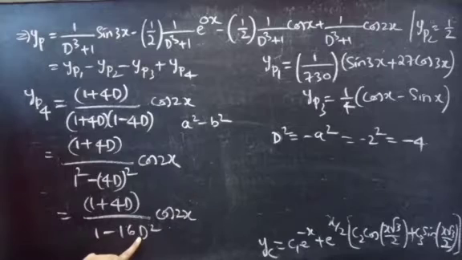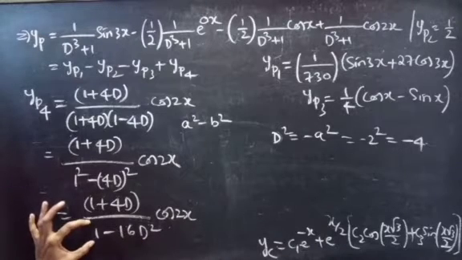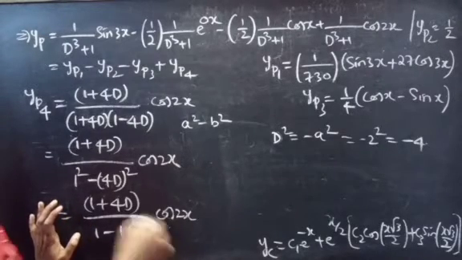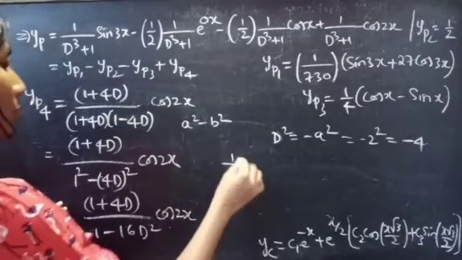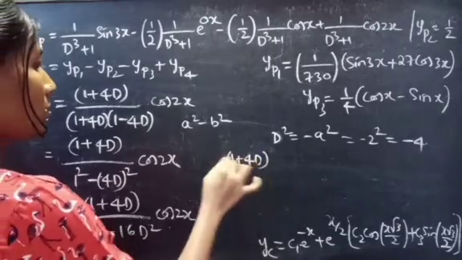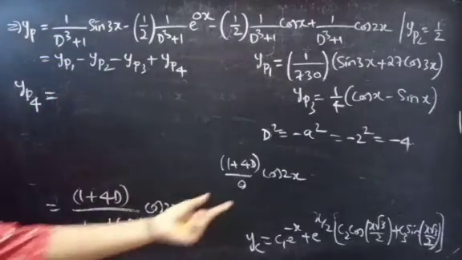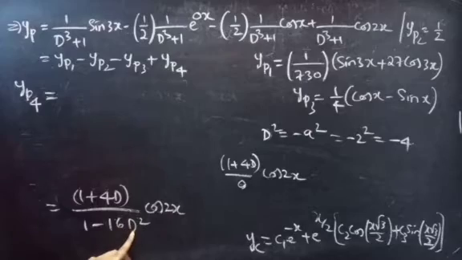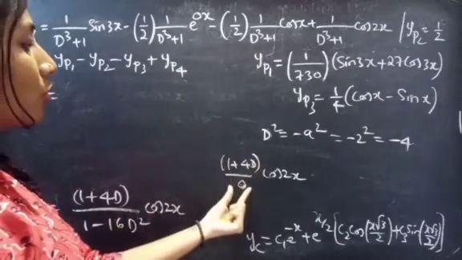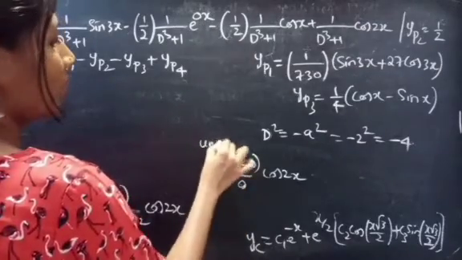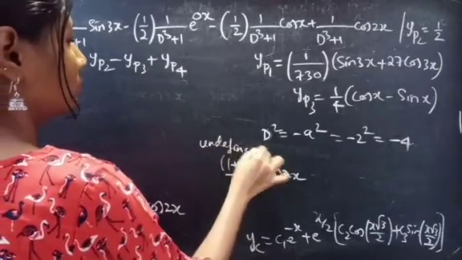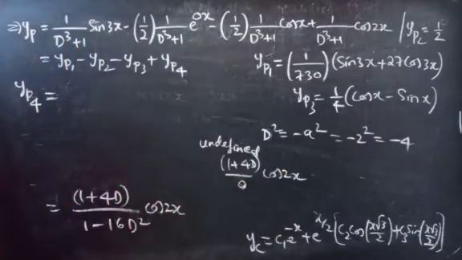Again, d square appears in the denominator. So what we have to do is check what happens if we replace d square by minus 4. Always remember that the denominator must be non-zero. If we get denominator 0, we'll get some numerator by 0 into cos 2x. You know that if the denominator becomes 0 after replacing d square by minus 4, the total term becomes undefined, since 1 by 0 is undefined. Right? The denominator must be non-zero.